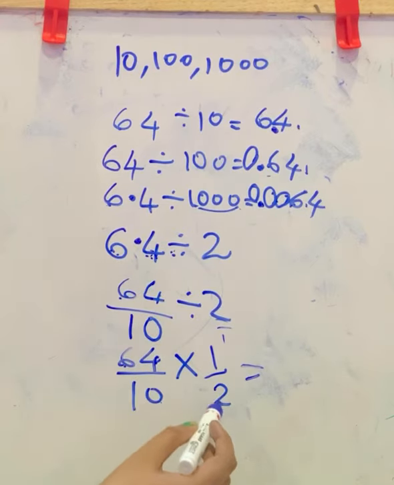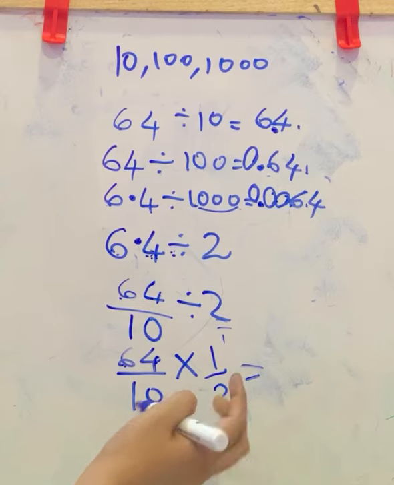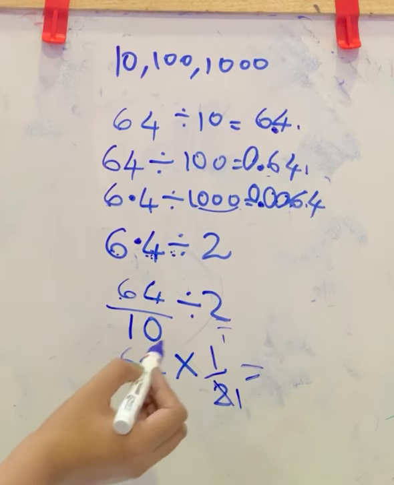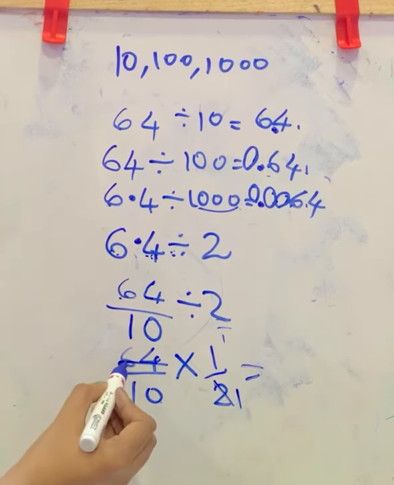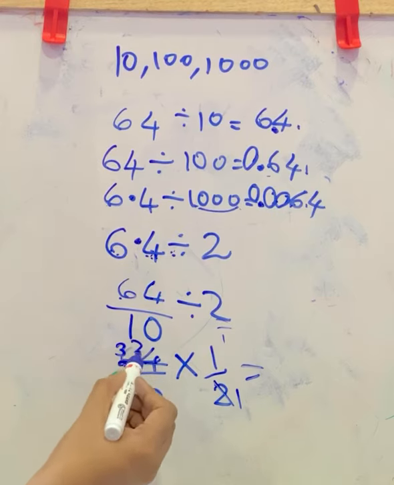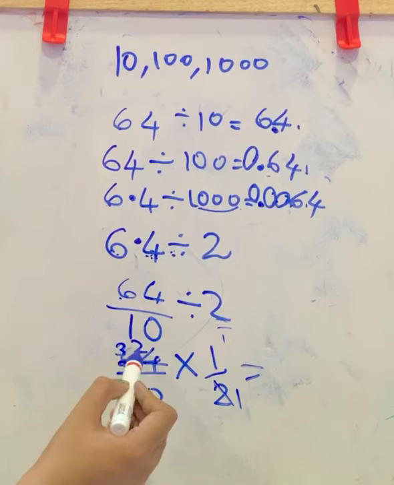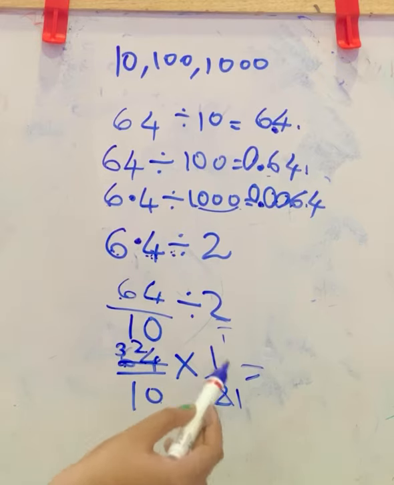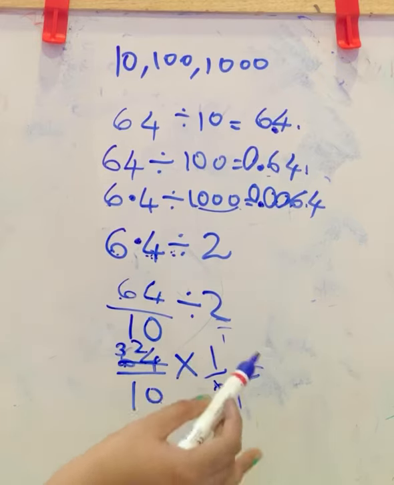Here in 64 and 2, we have 2 as the common factor. So 2 ones are 2. Here in 64, 6, 3 2s are 6. Here in 4, 2 2s are 4. That is 32 by 10 into 1 by 1. Into 1 by 1 means 1.